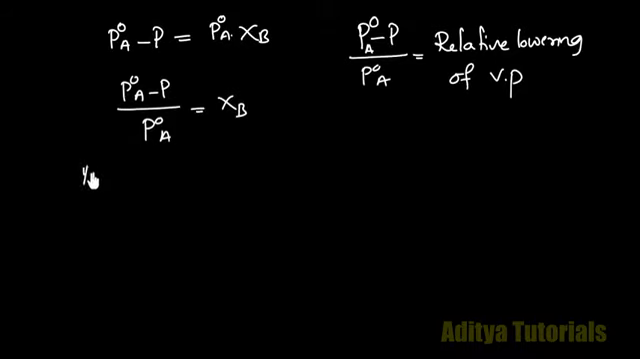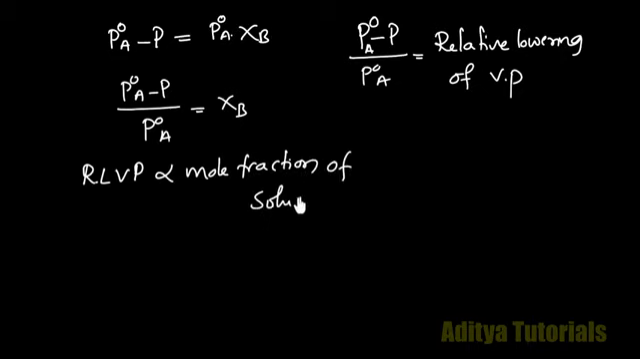So finally we can conclude at the end of the discussion that the relative lowering of vapor pressure is directly proportional to the mole fraction of solute. This is why it is required here. The relative lowering of vapor pressure is dependent on the mole fraction of solute. So how are we going to define it? The relative lowering of vapor pressure is equal to the mole fraction of solute when the solvent alone is volatile.